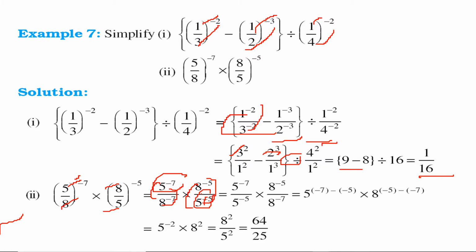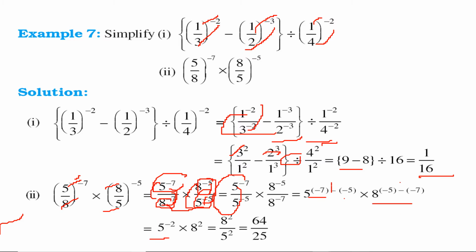So just take this here. 5 to the power minus 7 by 5 to the power minus 5. You have similar 8, so 8 to the power minus 5 by 8 to the power minus 7. This gives you 5 to the power minus 7 minus 5. So minus 7 or minus 5, this is minus 7 plus 5, which gives you 5 to the power minus 2.